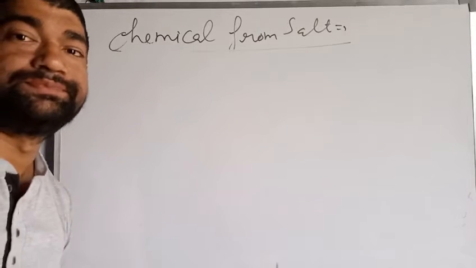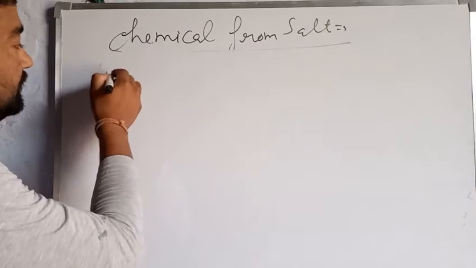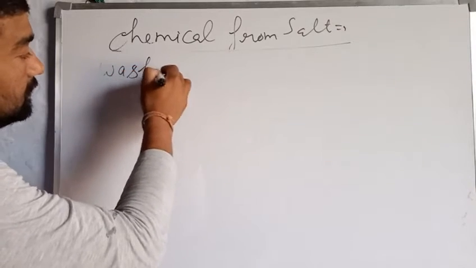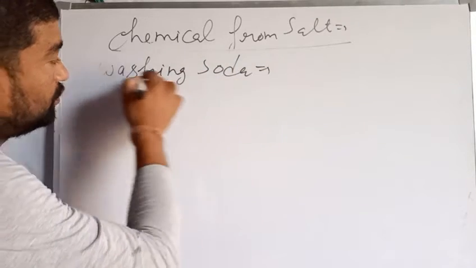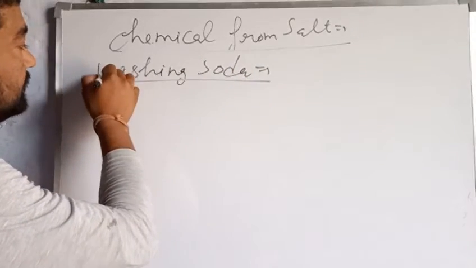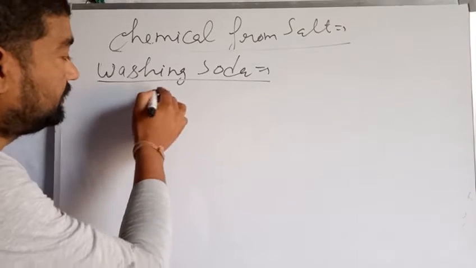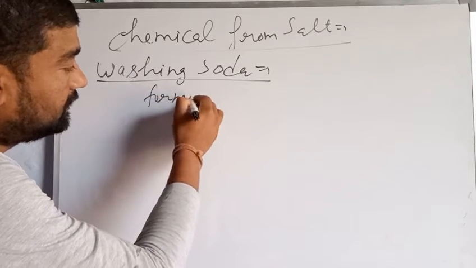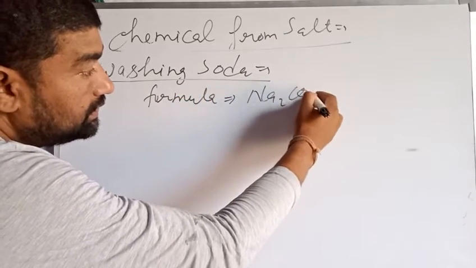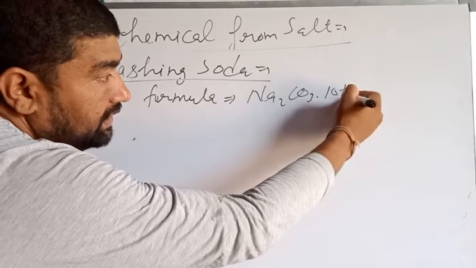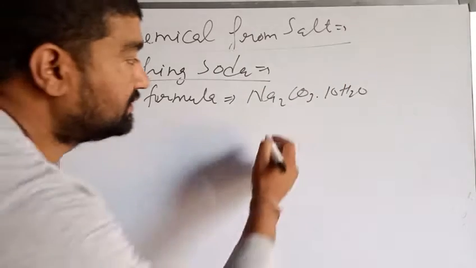Okay, so let's start the next topic. Next topic is the washing soda. As the name suggests, this is washing soda. So what will be the formula for washing soda? Formula will be Na2CO3 into 10H2O. Okay, so you can see that it consists of 2 parts.